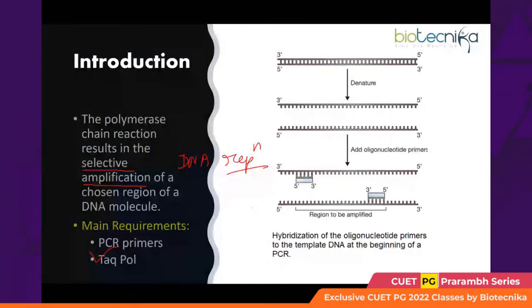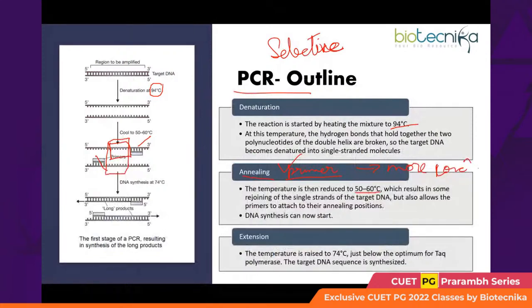So we need Taq polymerase. In the extension step, we again raise the temperature to 74 degrees Celsius because it is the temperature where Taq polymerase shows maximum activity. So the target DNA sequence will be synthesized. Once the primer has attached, the primers provide the free 3' OH group, and from that 3' OH group, the Taq polymerase will synthesize.